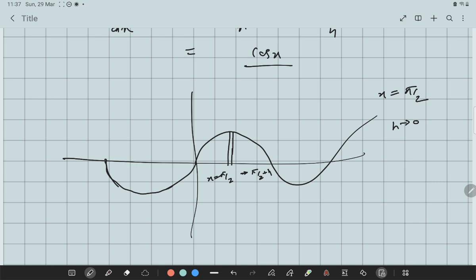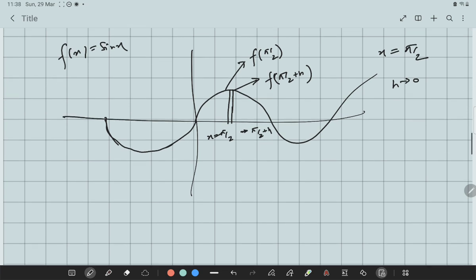This is a small distance I have to move in the x direction, and in the same way I have to move in the function direction as well. That means in the direction of f of pi by 2. Here the function is sine x, so we have to keep that in mind, and I have to take the difference of this particular value with f of pi by 2 plus h.